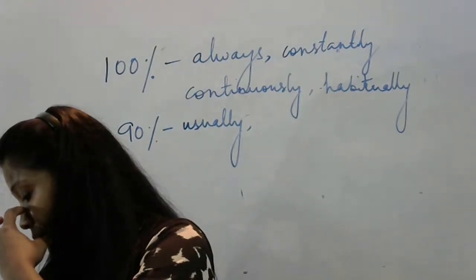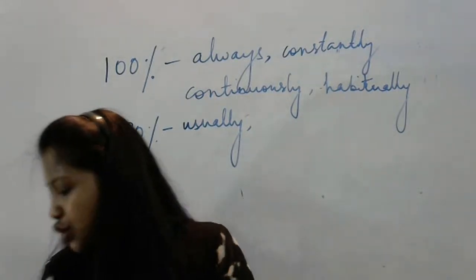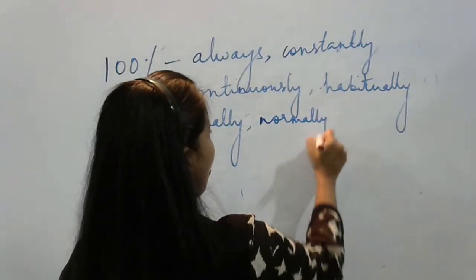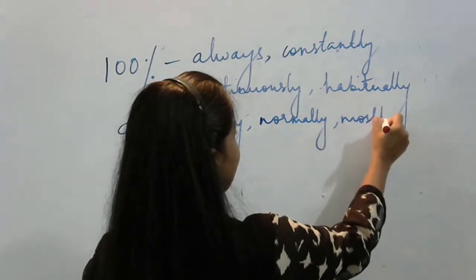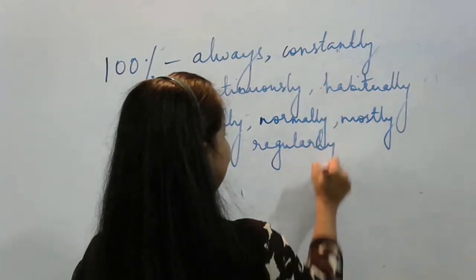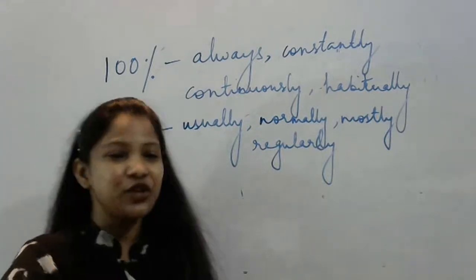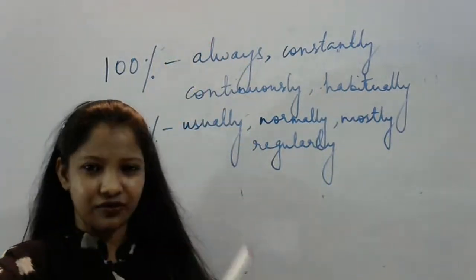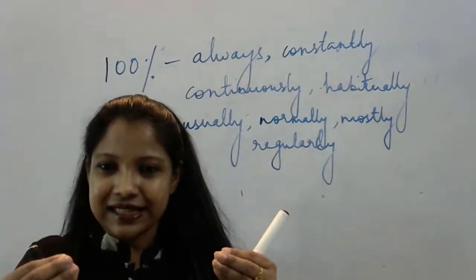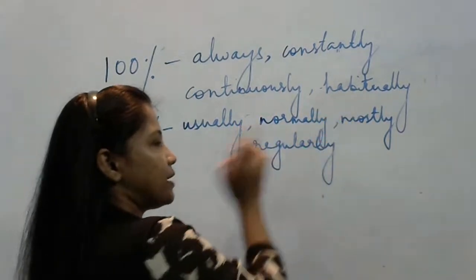Okay. Somebody has written frequency. Okay. Usually, normally, mostly, and regularly. When you do a work 100%, that means frequency is too high, we use these words. When the frequency is a little less, thoda sa kam, then we use usually, normally, mostly, regularly.